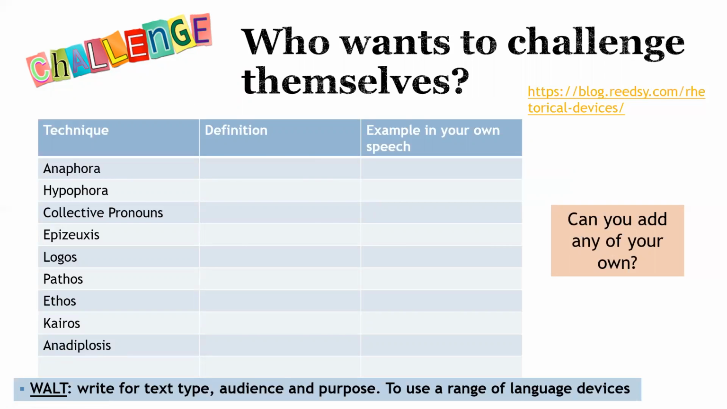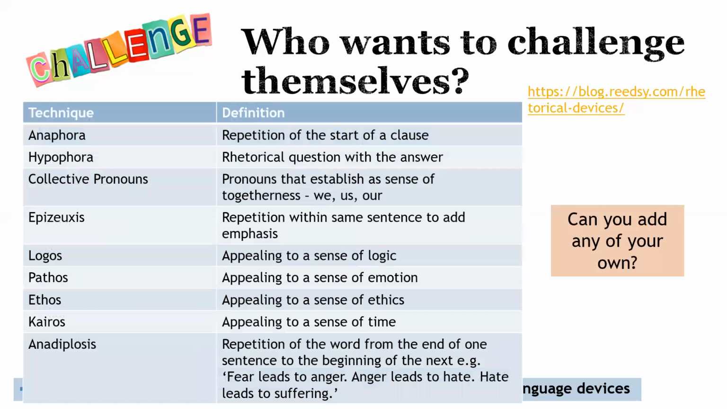Okay, so very quickly, just to clarify, anaphora is a repetition at the start of a clause. So "I have a dream" is a perfect example of anaphora. Hypophora is not as complicated as it sounds, guys. It's just a rhetorical question with the answer. So how would you feel if your own child experienced racism? Disgusted, of course. You would answer that question yourself.